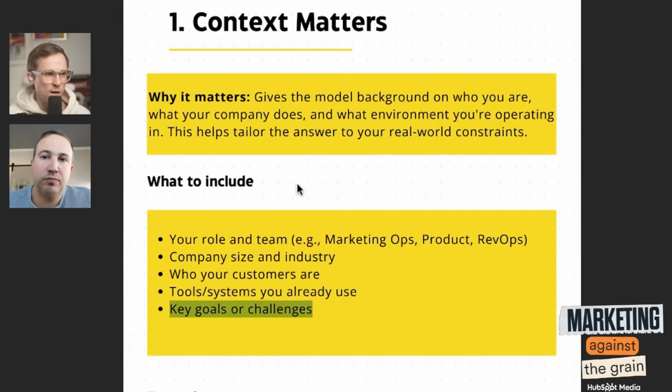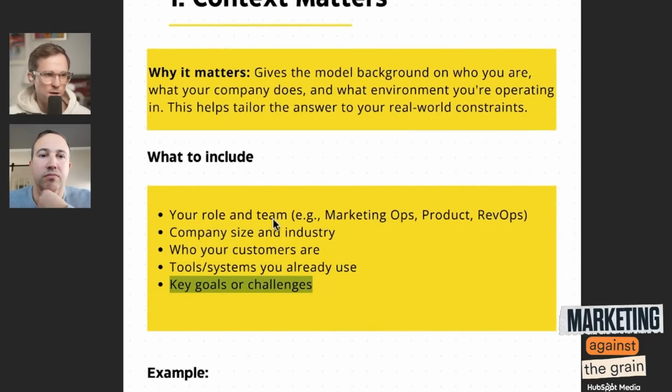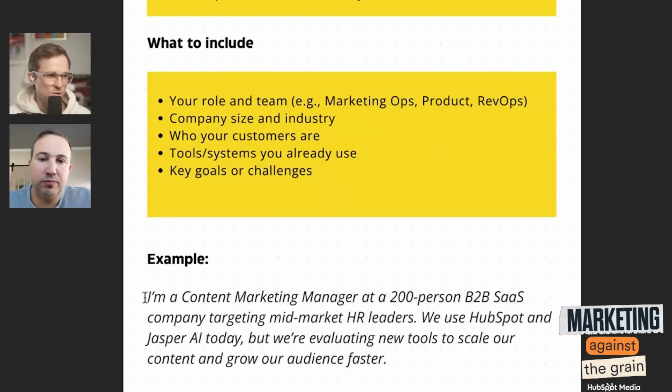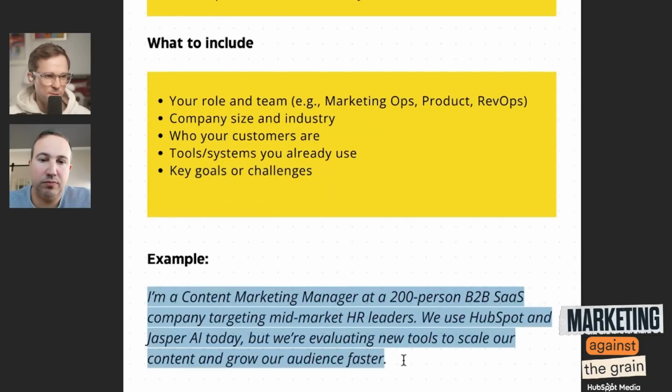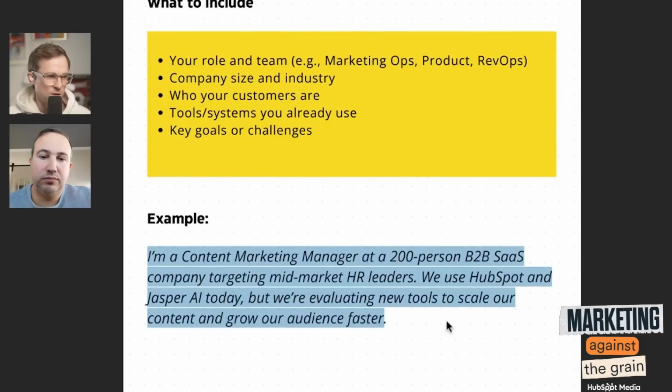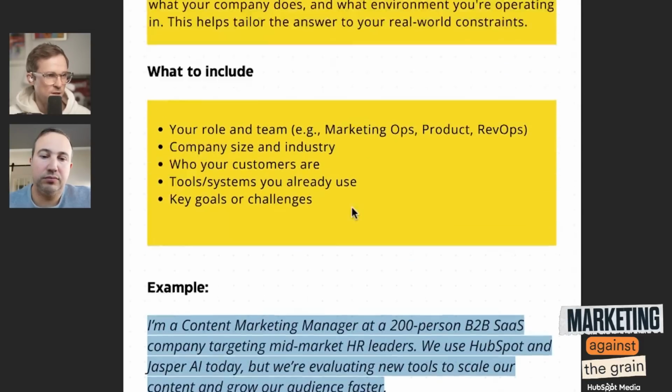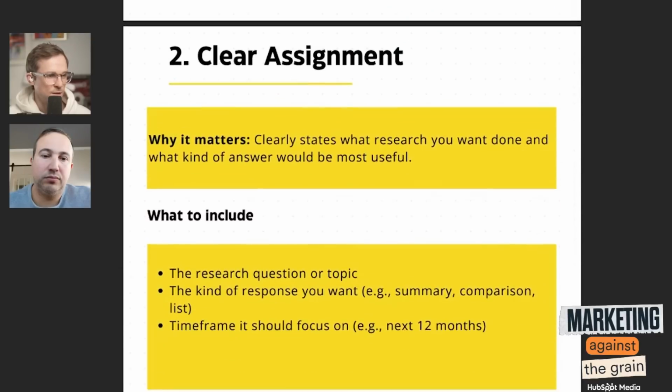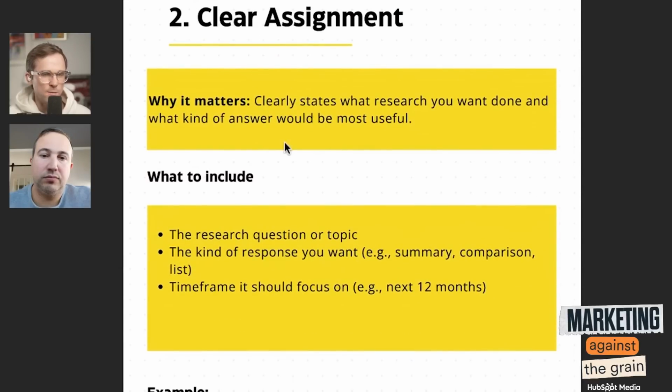And so what I found is if you set the context about who you are, the company you're in, all of the things that matter to the research you're about to do, the results are way better. The blurb here is obviously very simplistic. It would be more detailed than this, but I'm a content manager in a 200-person SaaS company. We use HubSpot and Jasper all day. We're evaluating new tools to scale our content and grow our audience faster. So you set context, you give a clear assignment.